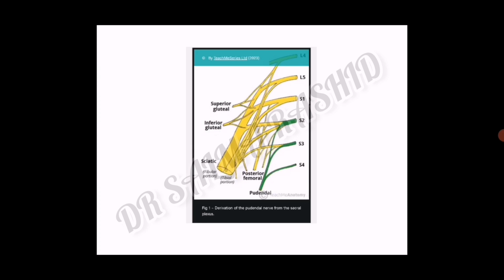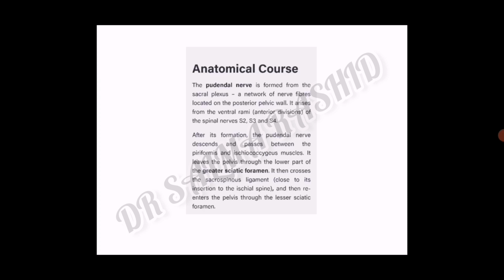Now this green color shows the pudendal nerve, and it arises from S2, S3 and S4 of the sacral plexus. Anatomical course: the pudendal nerve is formed from the sacral plexus, a network of nerve fibers located on the posterior pelvic wall. It arises from the ventral rami, anterior divisions, of the spinal nerves S2, S3, S4. So it is to be remembered that the pudendal nerve arises from the anterior division of the spinal nerves S2, S3 and S4.